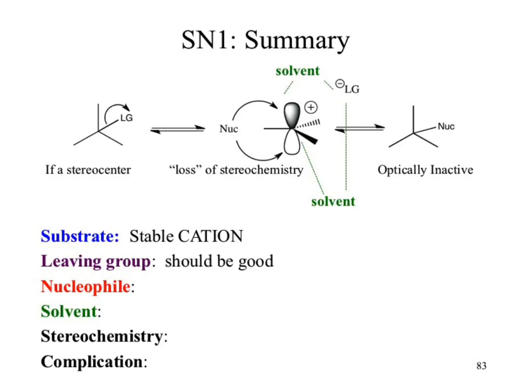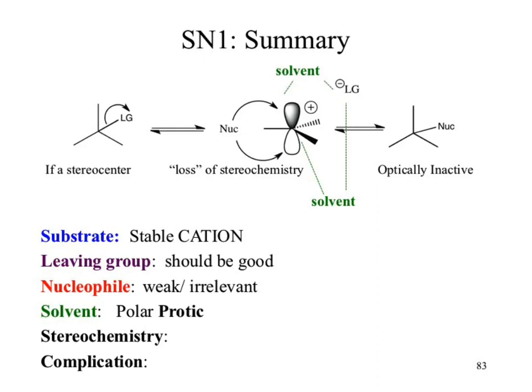Leaving group, it needs to be there. So that's kind of a dumb thing to write, but hey, it's there. Nucleophile. Well, in the slowest part of my mechanism, I don't care about the nucleophile, so it is typically weak or irrelevant. The solvent, we have our 3 solvent classifications. The polar protic solvent generates the largest partial negative of all of them, which stabilizes the carbocation.